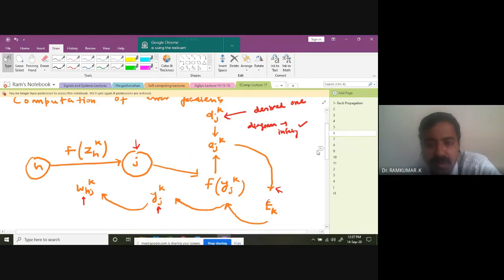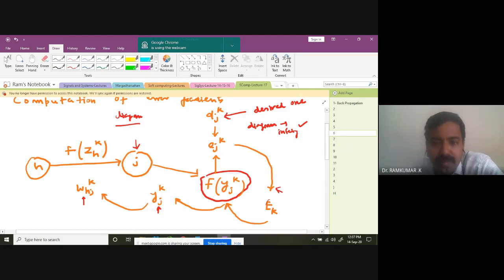Anyone in the class? Who can explain this diagram? An important diagram. What is it we are doing here? What is f of yjk? Is it clear? What is f of yjk? Guruparan?